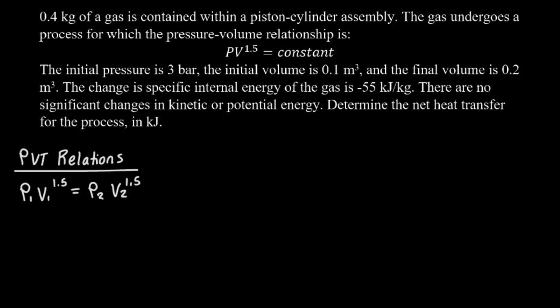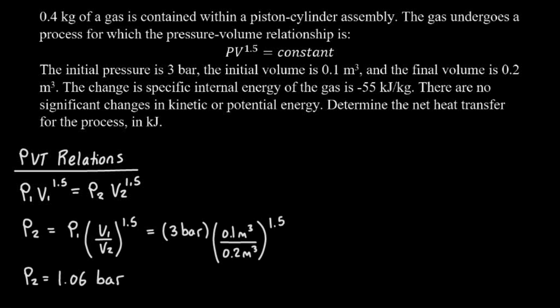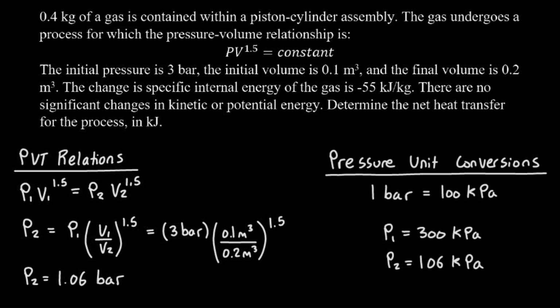Let's start by using our PV-T relations to solve for the pressure at state 2. If we rearrange our equation and plug in our numbers, we'll get that the pressure at state 2 is 1.06 bar. Now we're going to need our pressures in kilopascals, so let's do that now. 1 bar is equal to 100 kilopascals, so pressure 1 is 300 kPa and pressure 2 is 106 kPa.